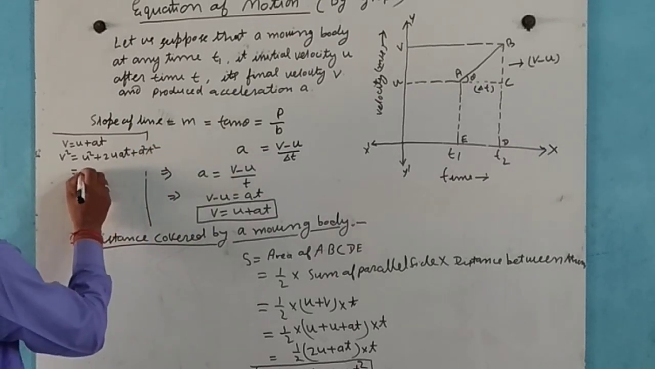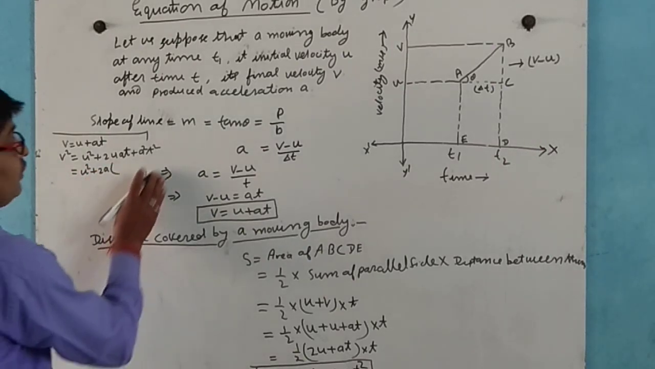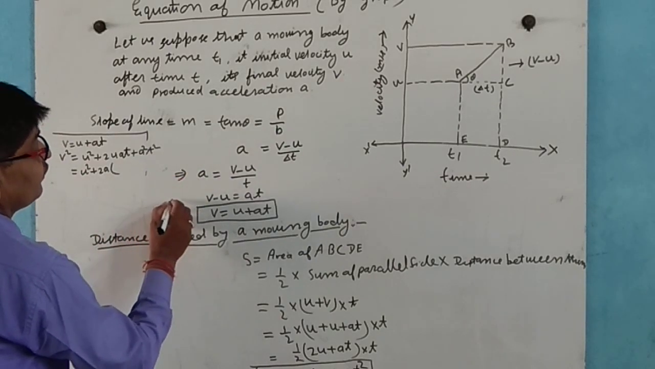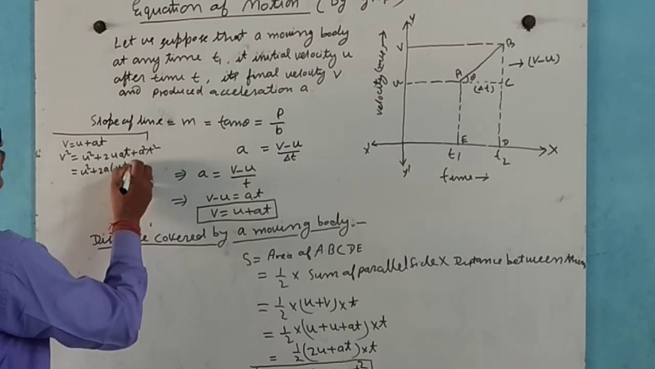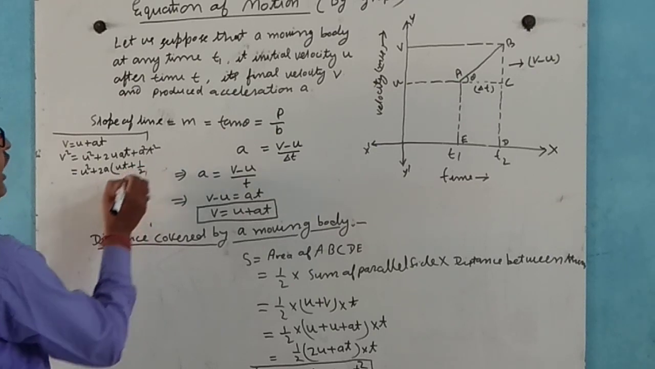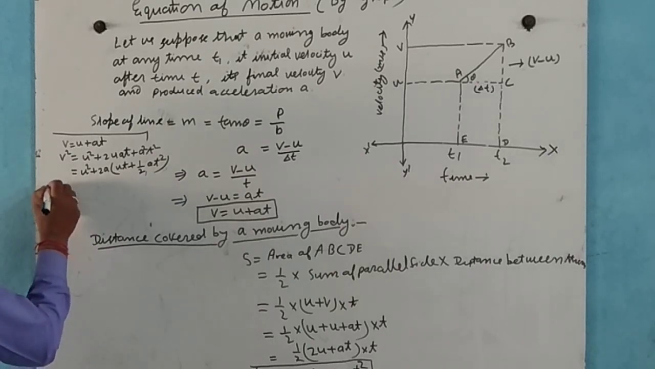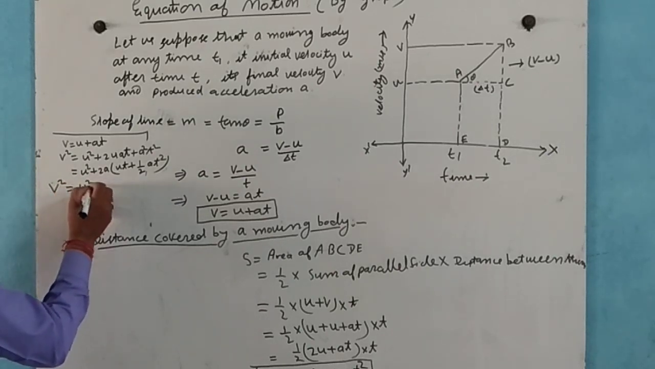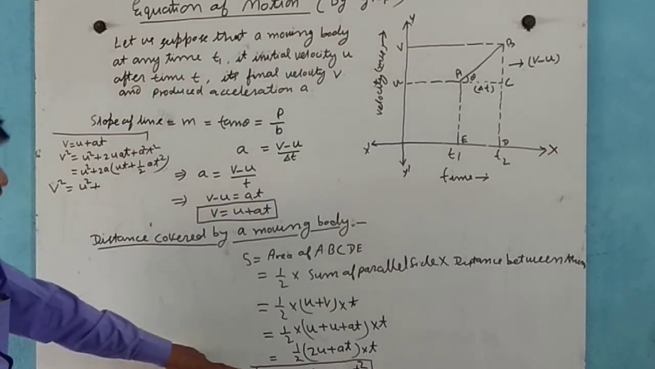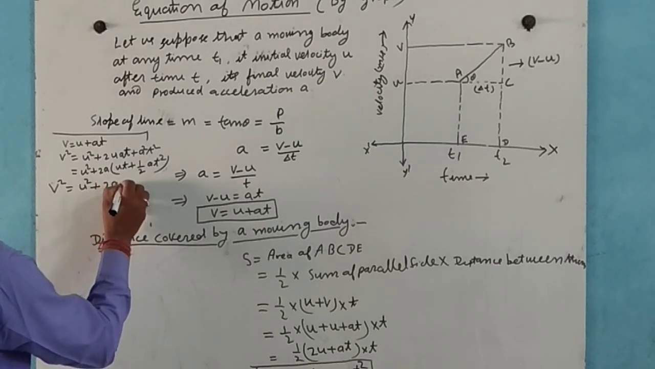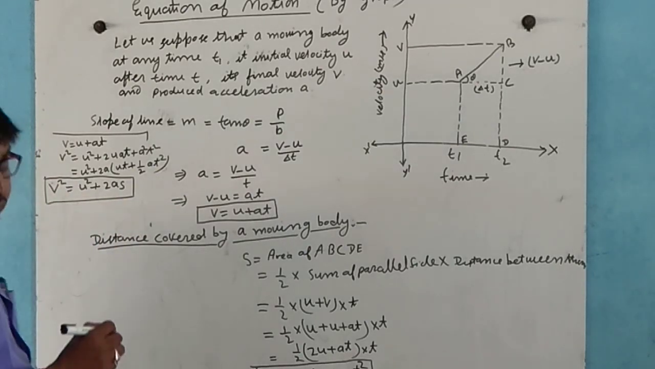Now here u square plus 2a take common, 2a here ut plus, so that we write half at square. v square equal to u square plus 2a times ut plus half at square. This is just 2as. This is the third equation of motion.